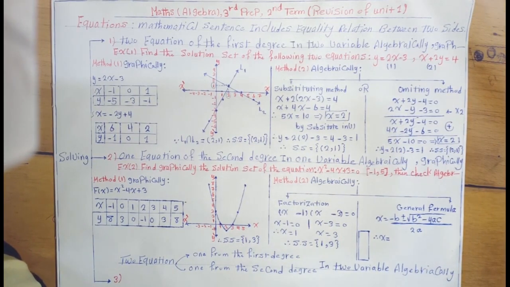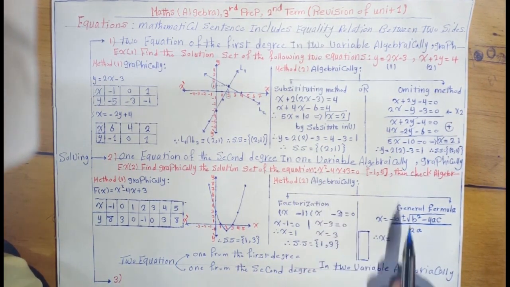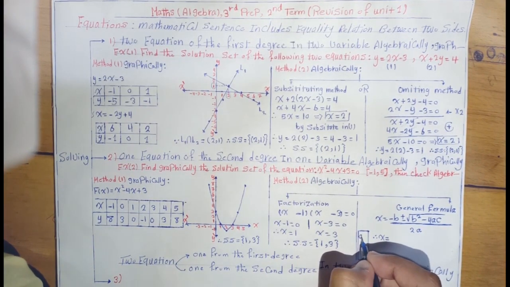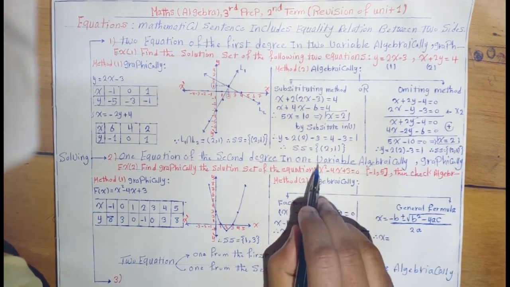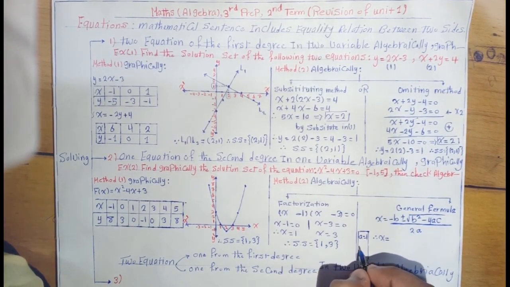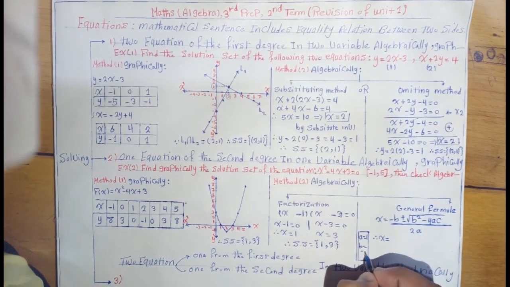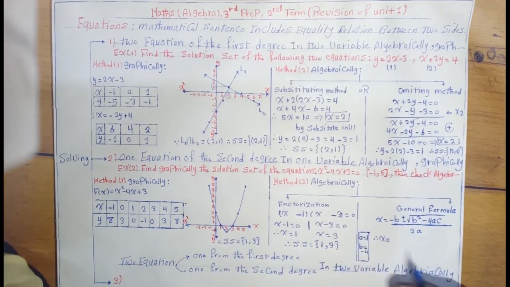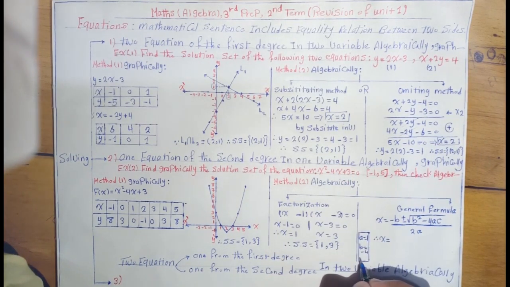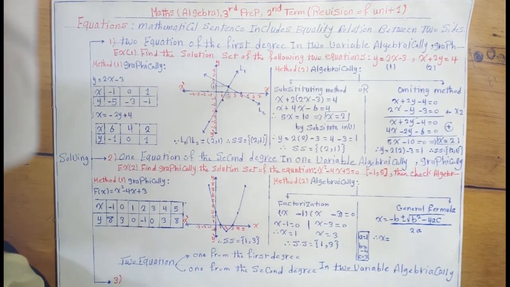Now we should determine the value of a, the value of b, and the value of c. Look at this equation. The value of a equals 1, the value of b equals negative 4, yes, negative 4, and the value of c equals positive 3, yes, positive 3.